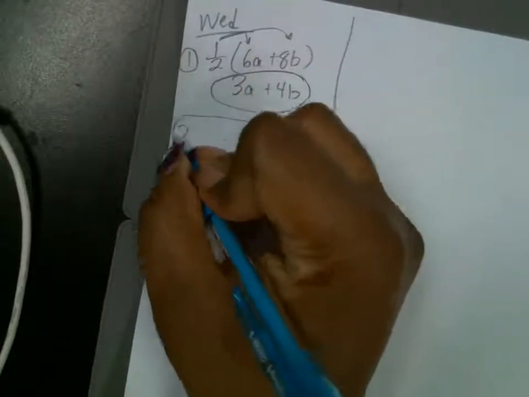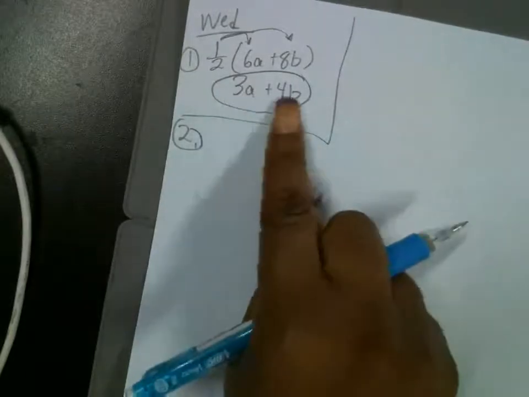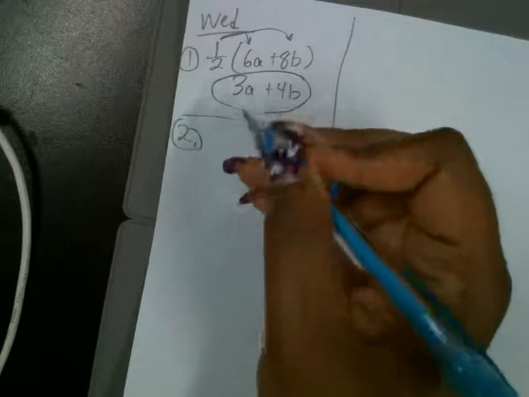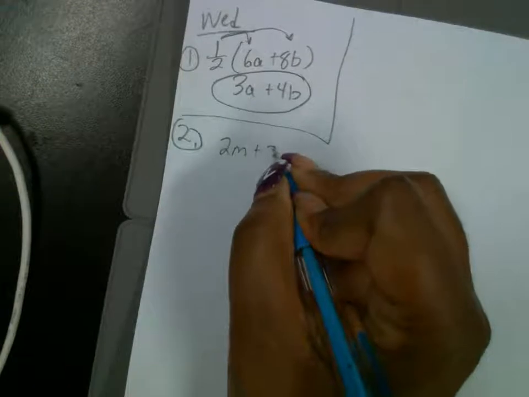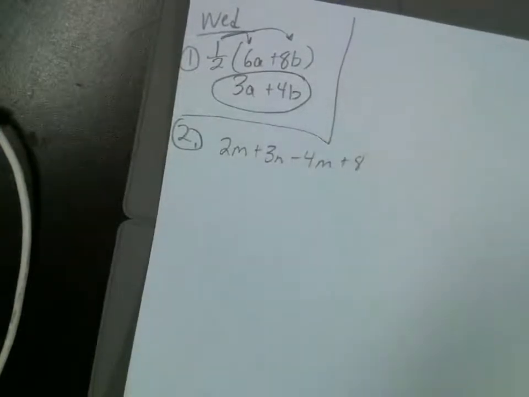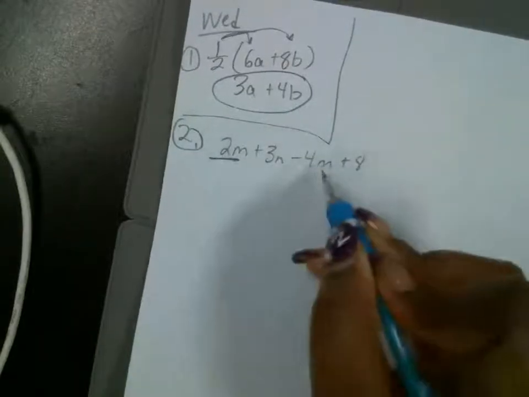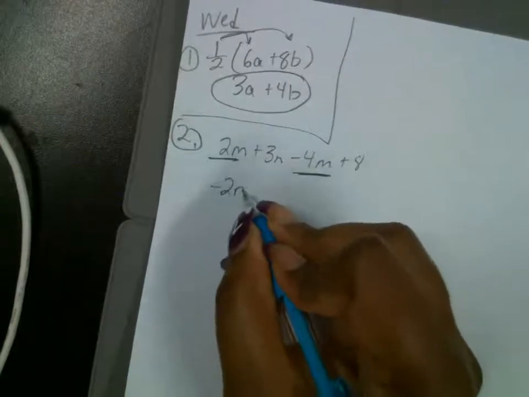Number 2. That's it, because you can't combine these together. They're not like terms. Number 2, we have 2m plus 3n minus 4m plus 8. Here, all we're doing is combining terms that are alike. What can we combine in this problem? Yes, 2m and a negative 4m. When we combine those two terms together, what do we get? Negative 2m. Good job.